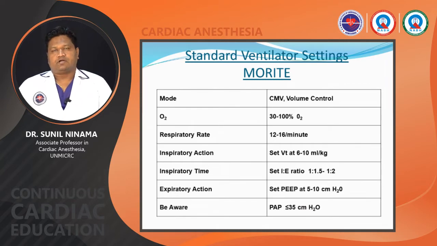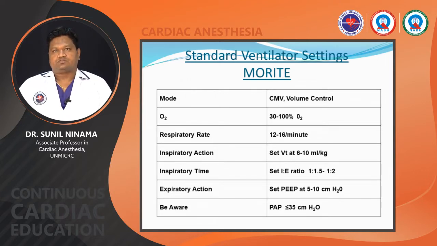Standard ventilatory settings. If you want to know how to set the ventilator, then this is the synonym called MORITE. M for mode of ventilator, you have to set the mode. O for how much FiO2 you have to set. R for respiratory rate, which is around 12 to 16. Oxygen FiO2 is around 30 to 100%. Mode, control mode or whatever mode, you have to set.